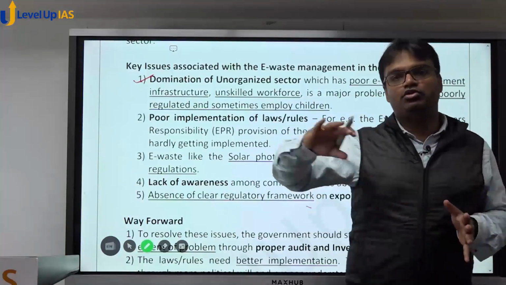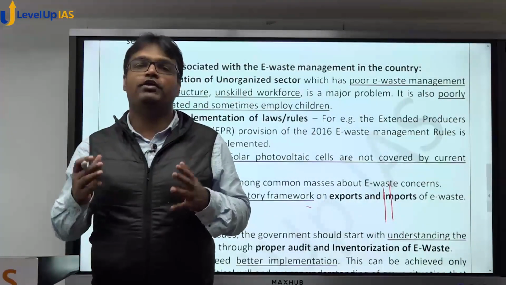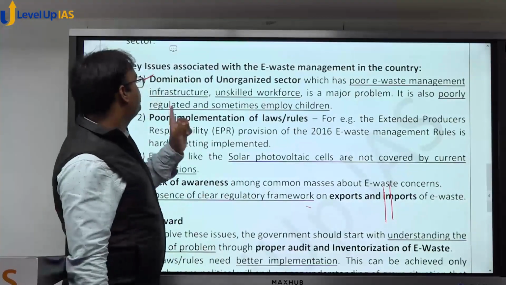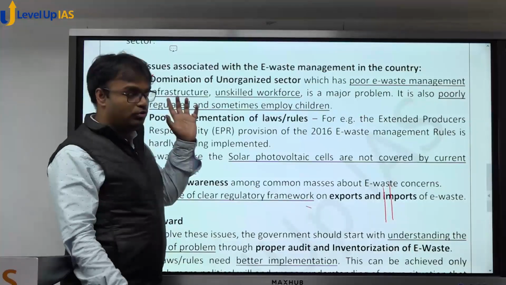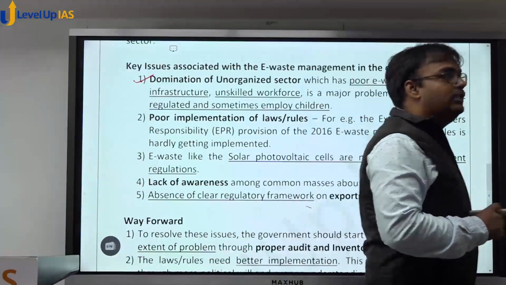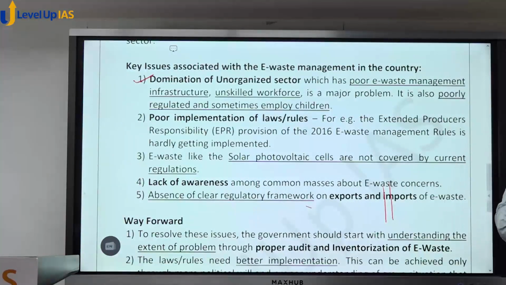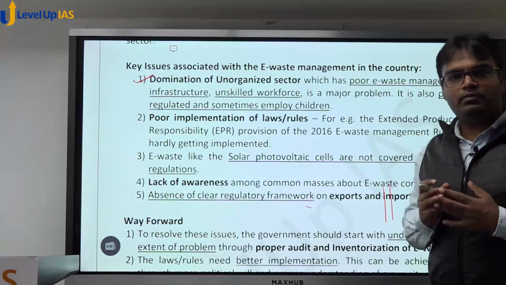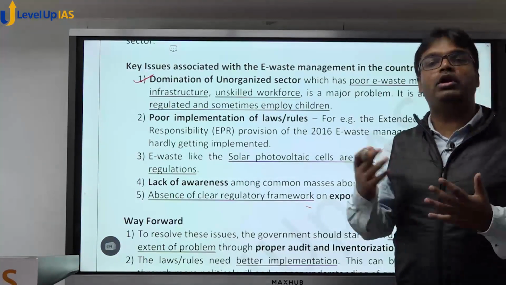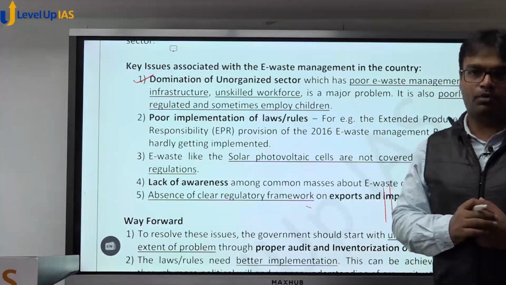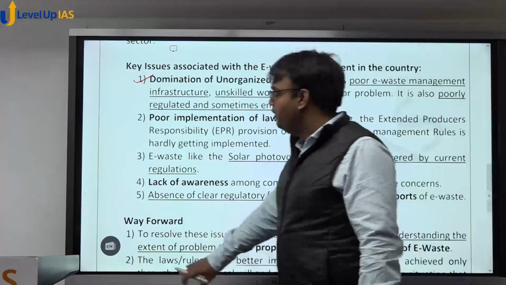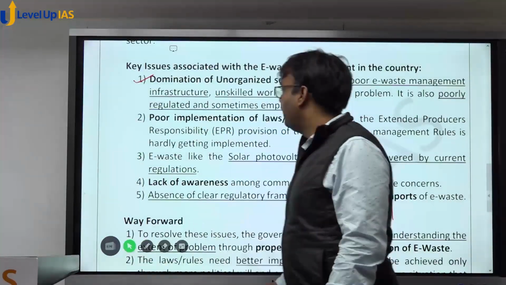In India, most of it happens in the unorganized sector, where unskilled workers work on it, and it leads to a number of problems. This sector is poorly regulated. This sector sometimes also employs children. This sector leads to hazardous health problems for workers who are working there, and thus also adds to the overall pollution problem. Then the laws, rules and regulations which are there in the country are being implemented in a poor manner.